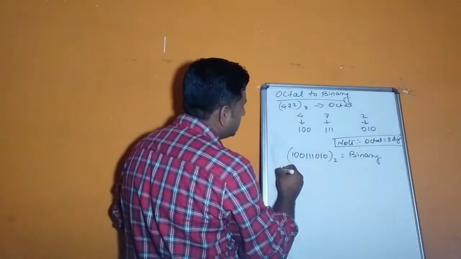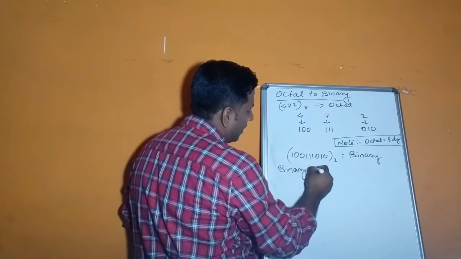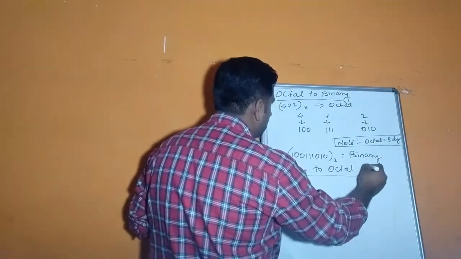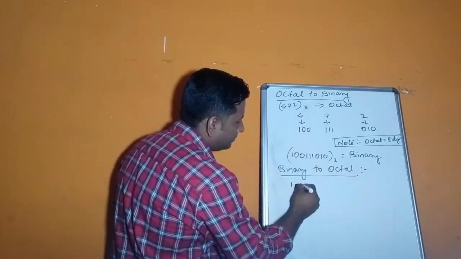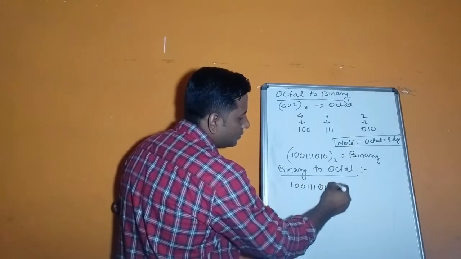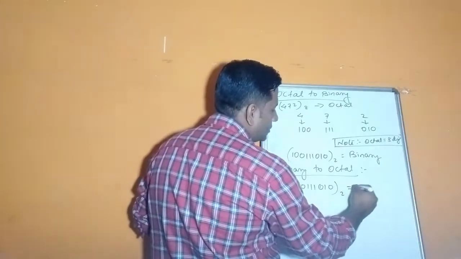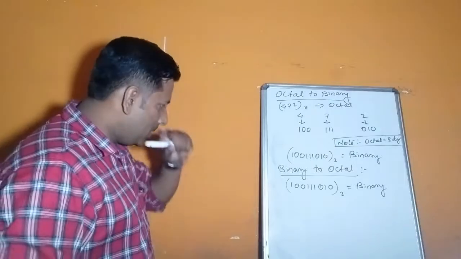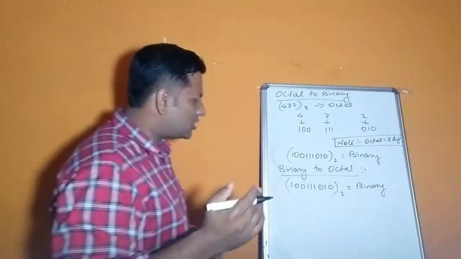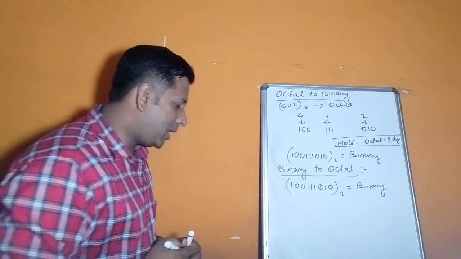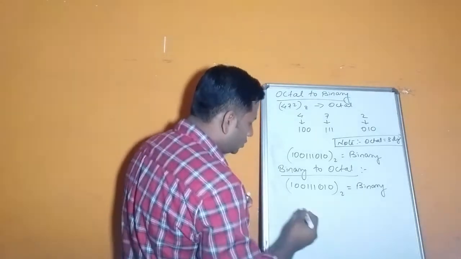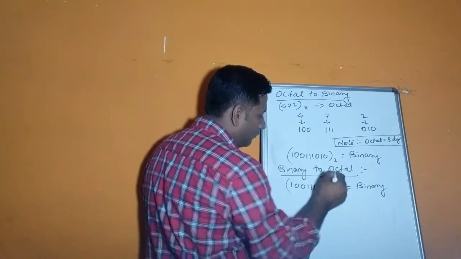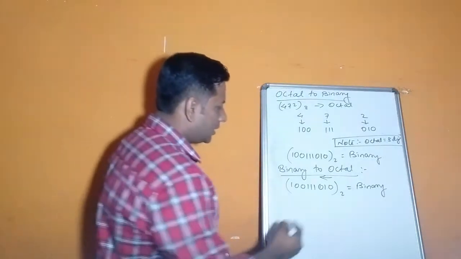Now let us go for the reverse. Binary to octal. If you take the same number, which is binary, let us convert this one to octal form. The logic is again very simple. You just have to group by 3, grouping from this side. The grouping arrow will be this side.